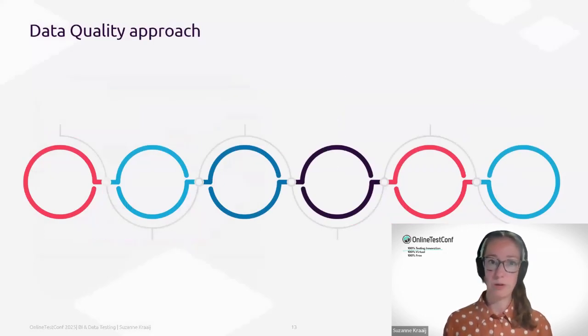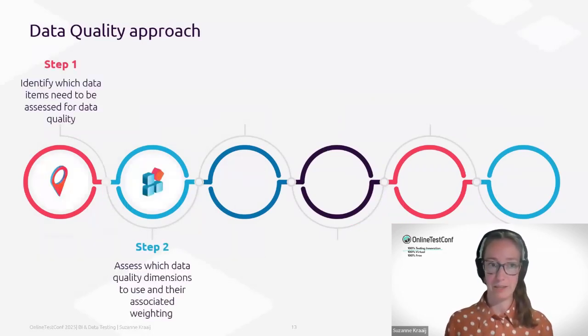Now, if you want to incorporate data quality into your testing, you need to first identify which data items you want to check for. Because you may have 100 columns and you're not going to do all of them. Although you can automate some of them, think about what you want to test and against which data quality dimension you want to test.